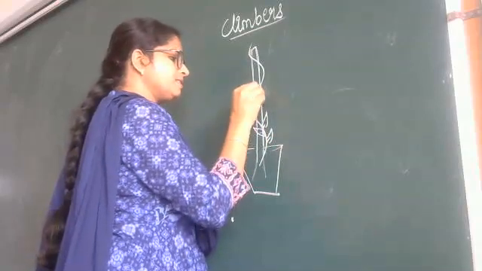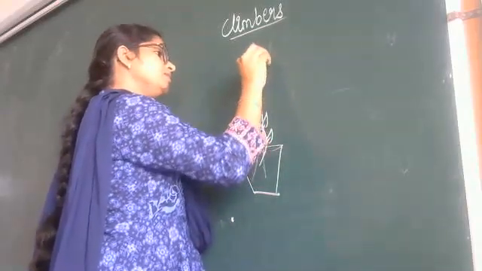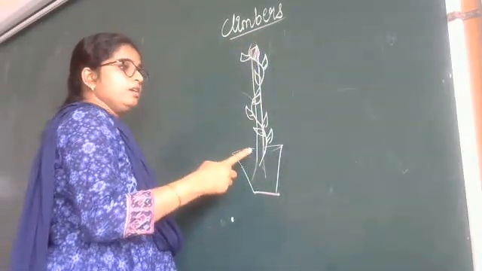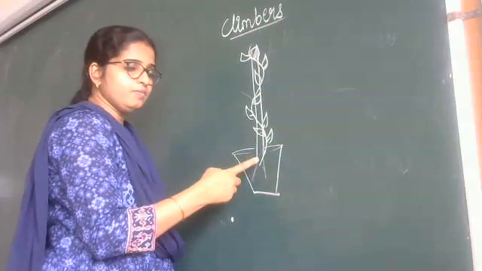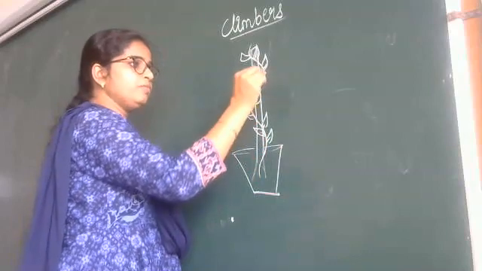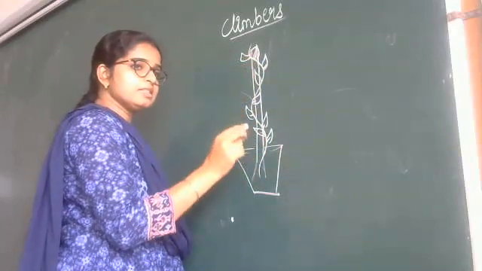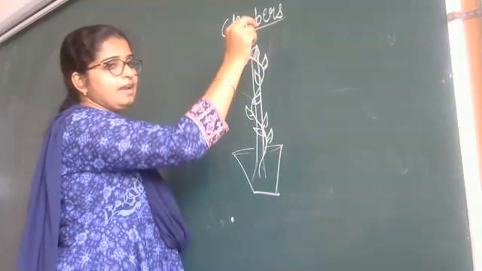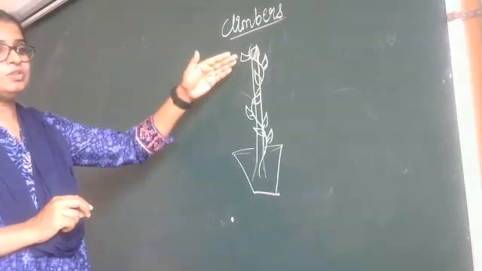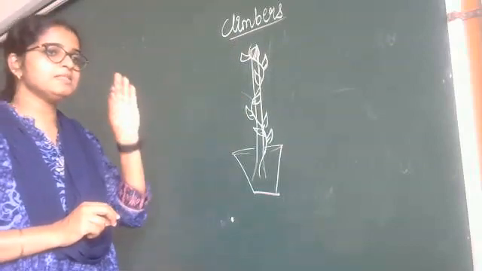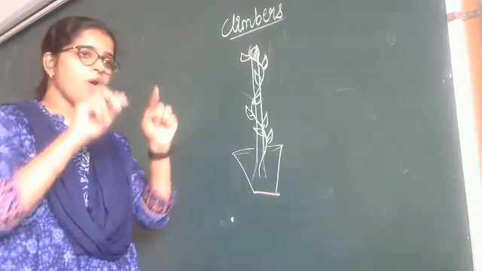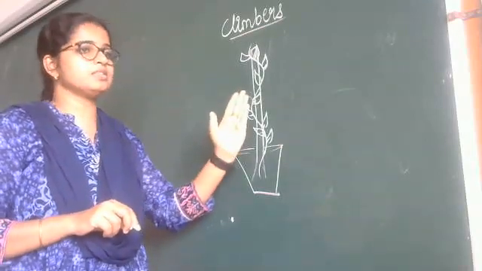Tell me one best example for climbers. See, बीच में मैंने एक स्टिक ड्रॉ किया है and this climber is growing with the help of this stick. It is getting the support of the stick and it is climbing towards here. Okay, so these are called climbers, meaning some plants have weak stems. It cannot grow on its own. It needs a support to grow.